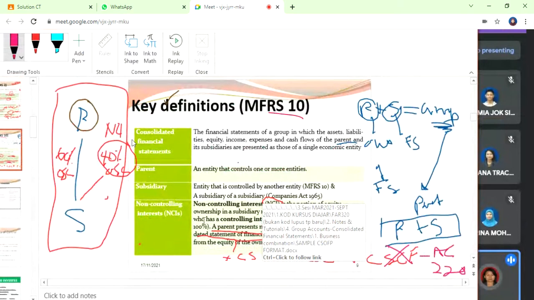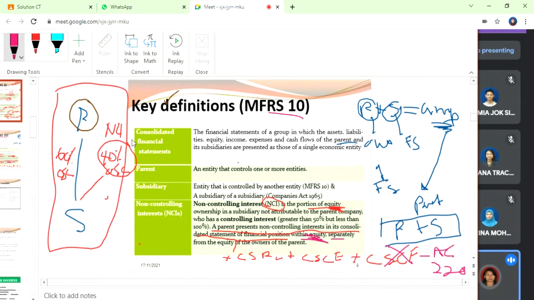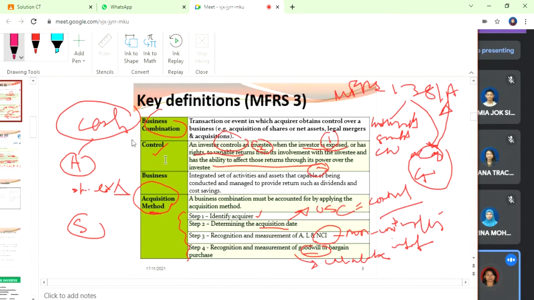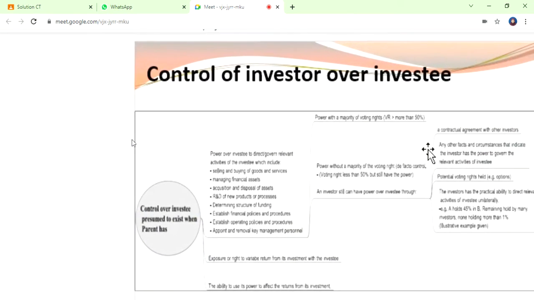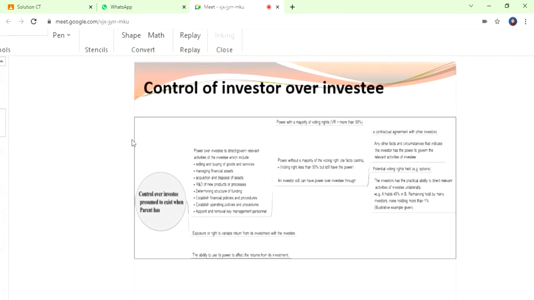So I have done some of the key definitions, but if you want to learn more about other definitions, you just look up MFRS 3 and MFRS 10. So remember earlier on I mentioned the word control. For the parent to consolidate the subsidiary, there must be control. What is control? Let's take a look at the definition of control. Sometimes they give you the summary, or you can make up the summary yourself.